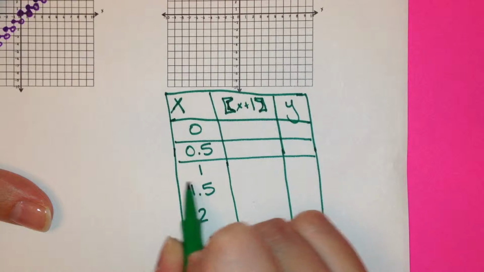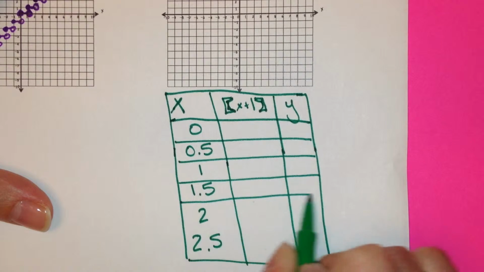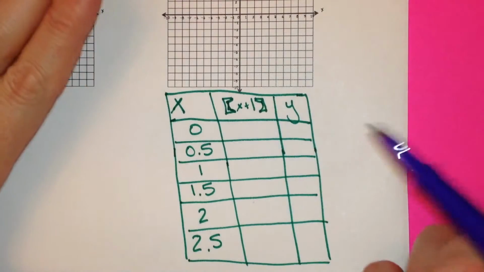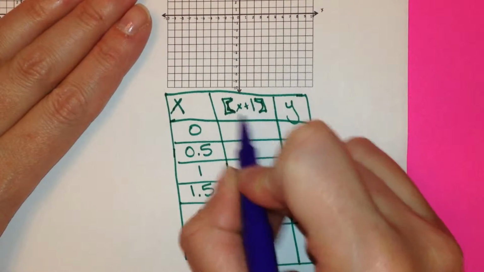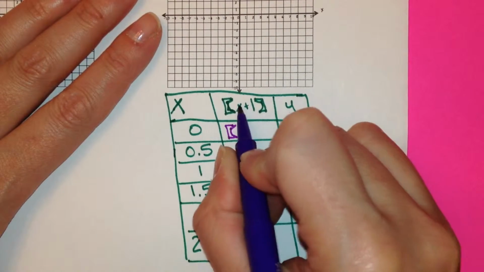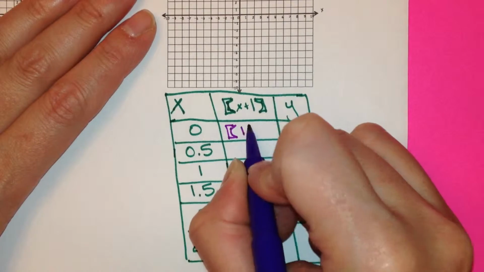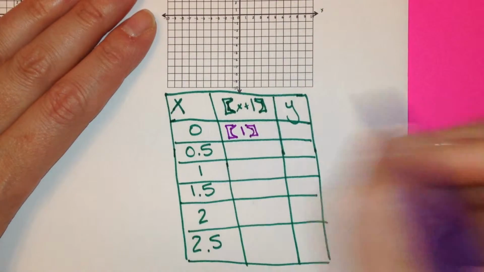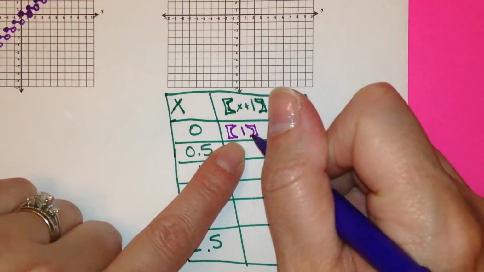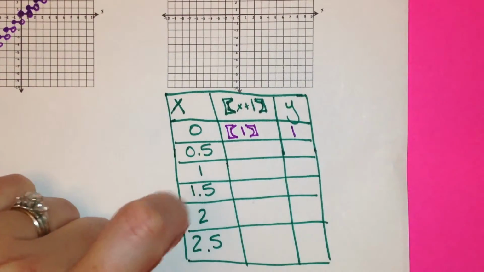All right. So I'm going to start by plugging in 0. I'm just going to simplify what's inside because the whole thing's inside the bracket. So we have the greatest integer of 0 plus 1 is 1. Just going to fill in the middle column and then see what it equals. So the greatest integer of 1 is just 1.